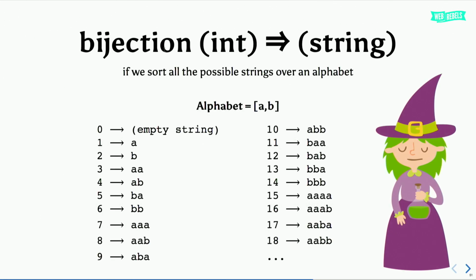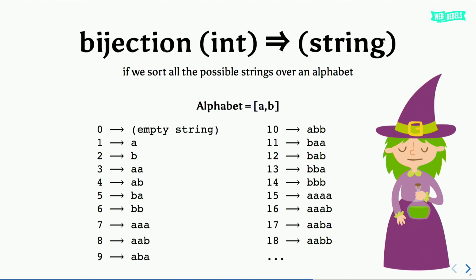But yeah, the main idea is that we need to establish an order between all the possible strings. So what is common to do in these cases is that you establish a one-to-one relationship from the set of natural numbers, so integers, to strings over a given alphabet. So in this example, we have an alphabet of A and B.